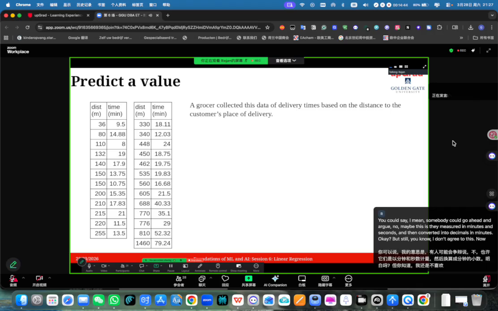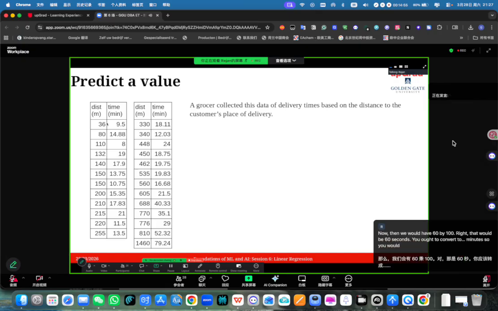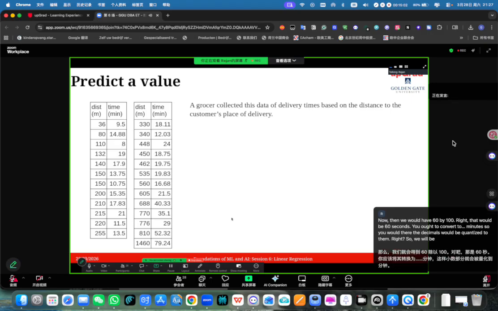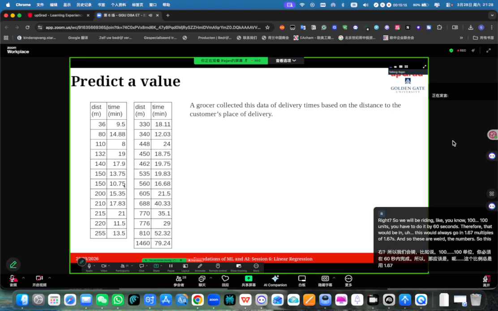Then we would have 60 by 100, right? That would be 60 seconds. You have to convert to minutes, so the decimals would be quantized to that. We would be dividing 100 units by 60 seconds, so this will always go in multiples of 1.67. So these are weird numbers, and this is clearly a controlled example.